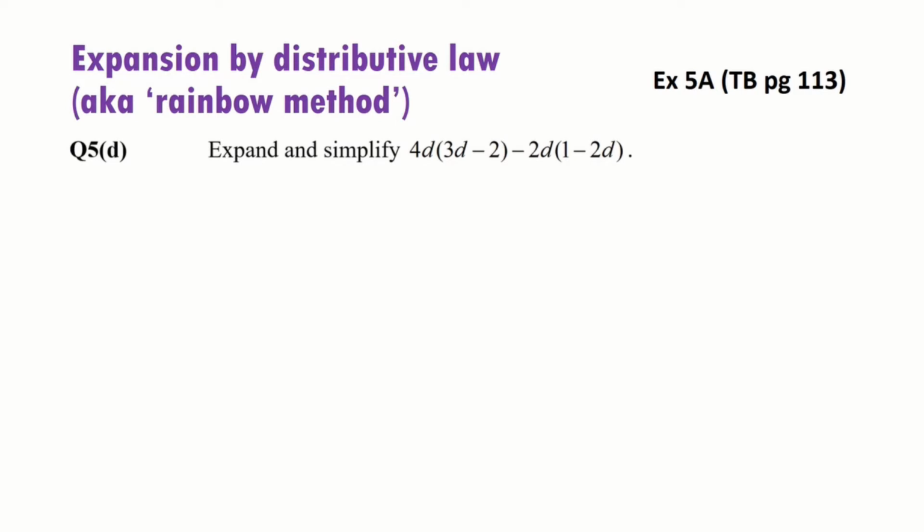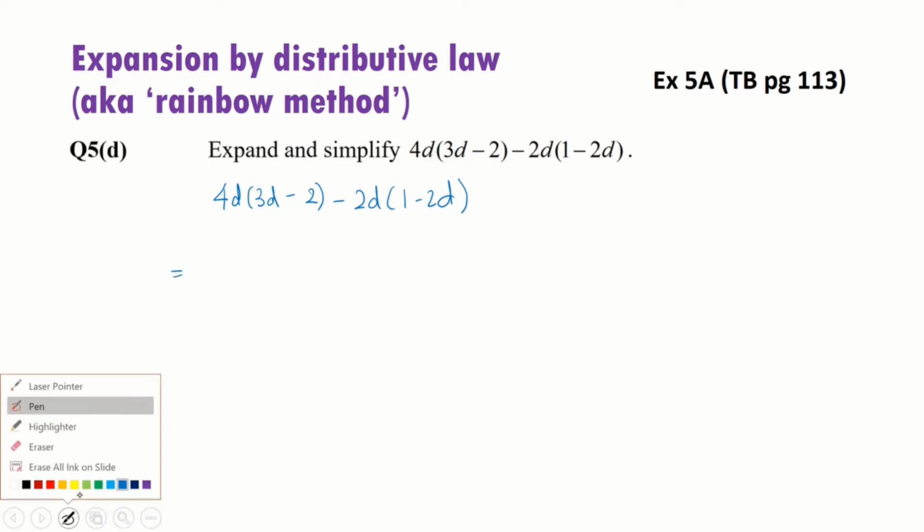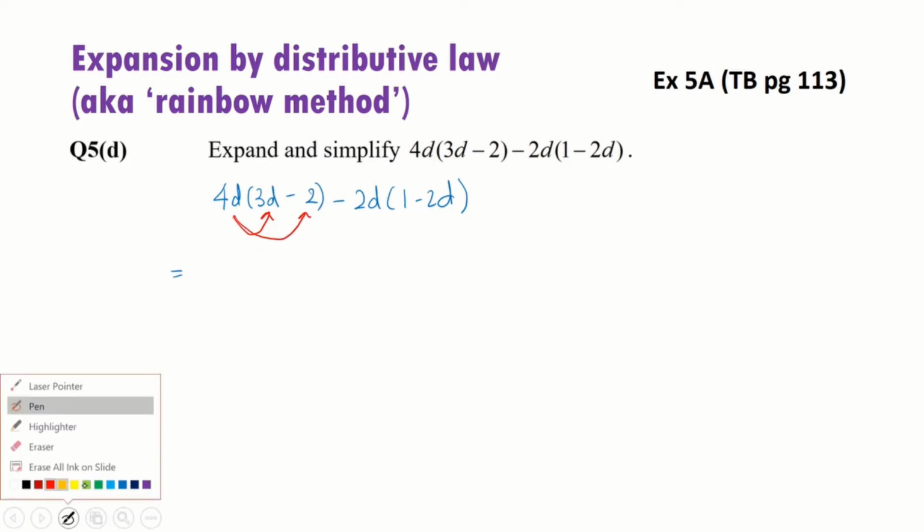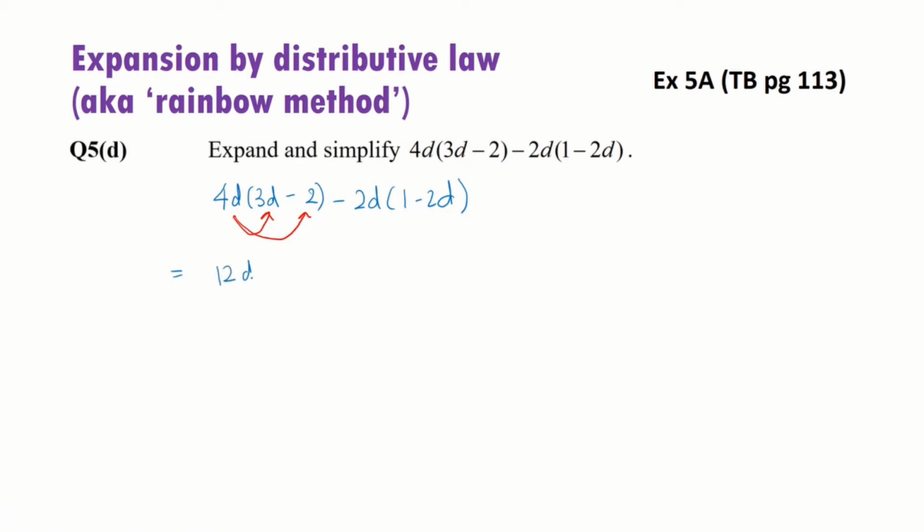Let us first take a look at exercise 5A question 5d, where we want to expand and simplify 4d times (3d minus 2) minus 2d times (1 minus 2d). Given this question, we will first apply our rainbow method in this manner, where we take 4d to multiply 3d and 4d to multiply with 2. So we will be getting 12d squared minus 8d.